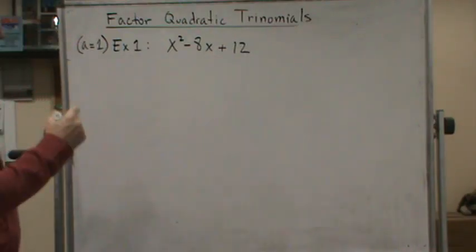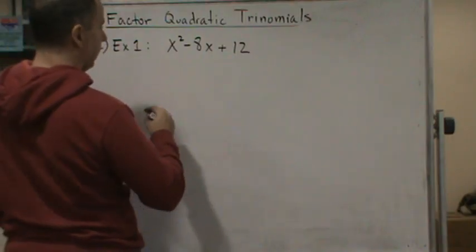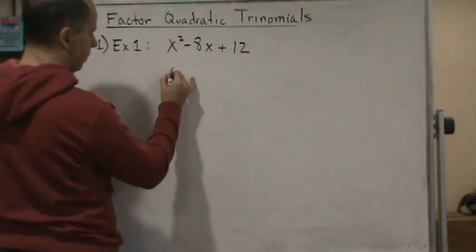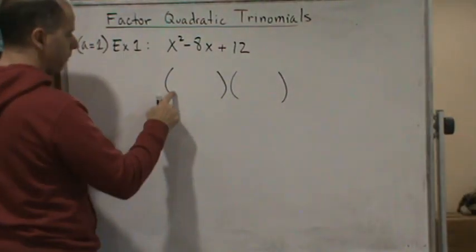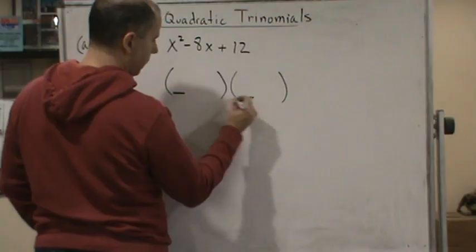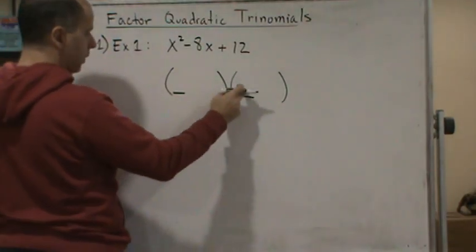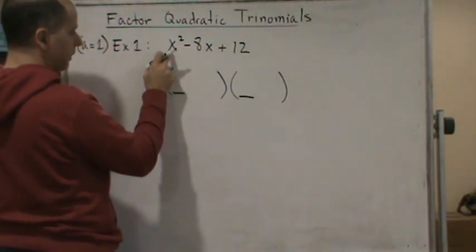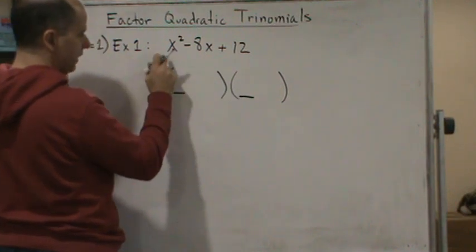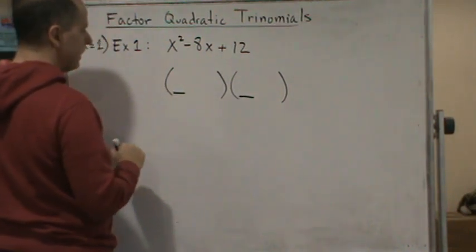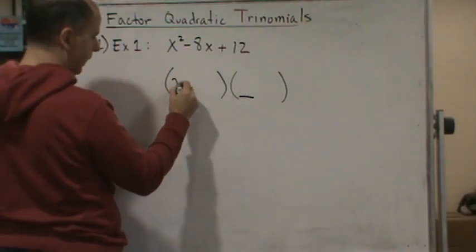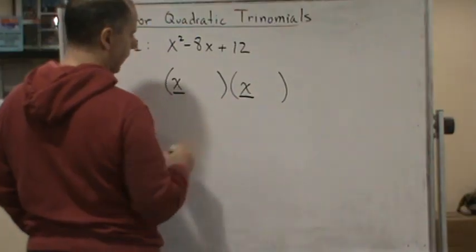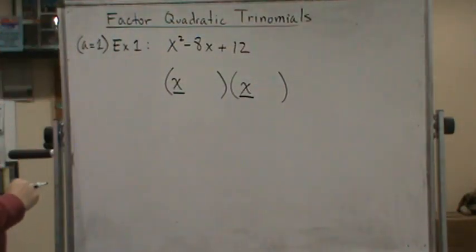Okay, so the first thing we've got to figure out is what goes where. We know the first term depends on the product of these two giving us this. So in this case, this would be x times x. So we would put an x here and an x here.